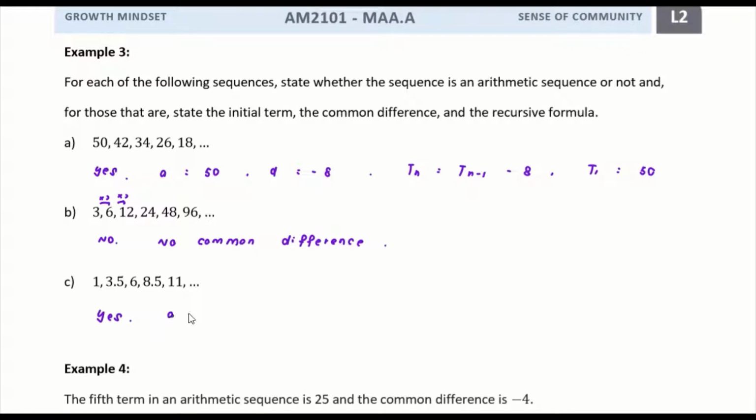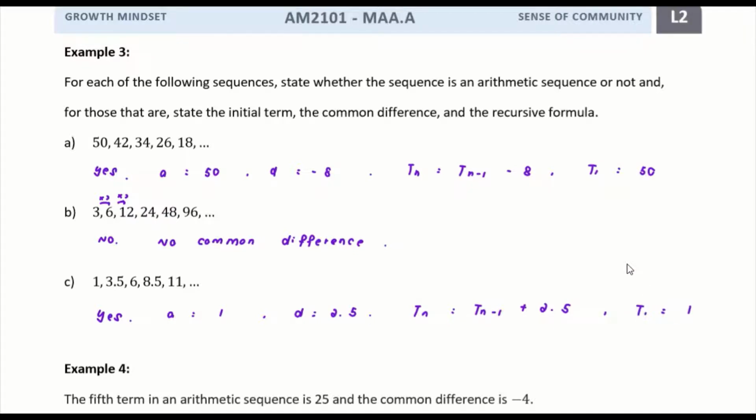Okay, so the A in this case is 1. The common difference is 2.5. So the recursive rule is: the next term is the previous term plus 2.5. Okay. So for an AP, it doesn't always have to be a whole number that you plus or minus. It can even be a fraction or a decimal as well. So your T1 is equal to 1.